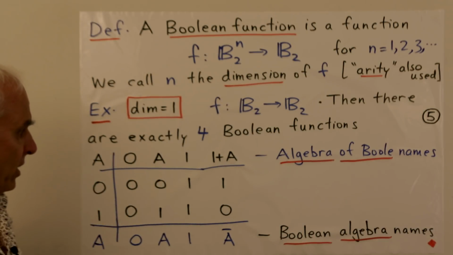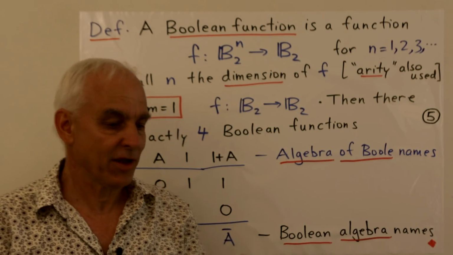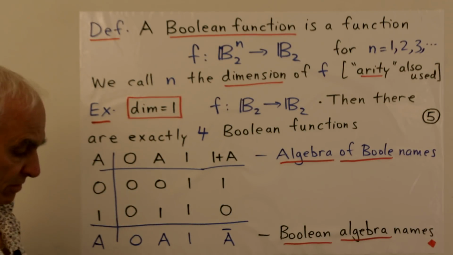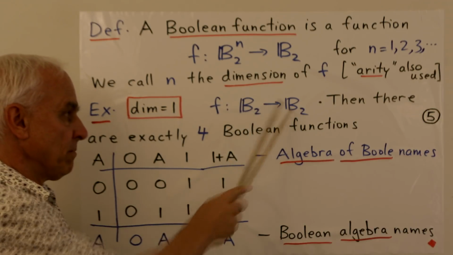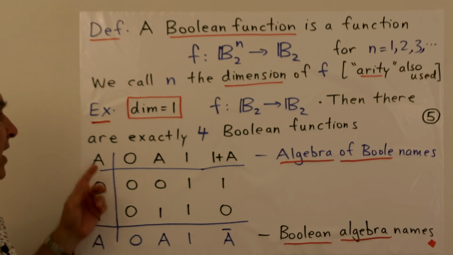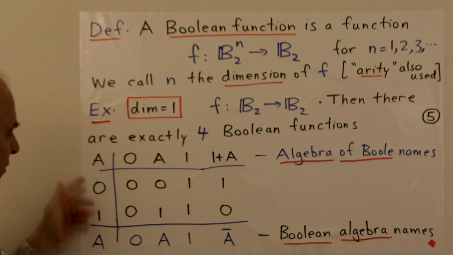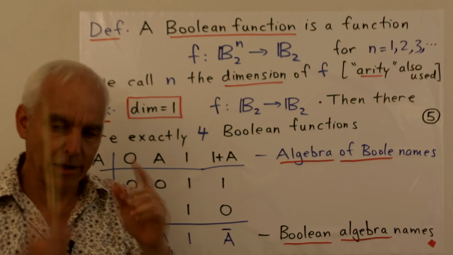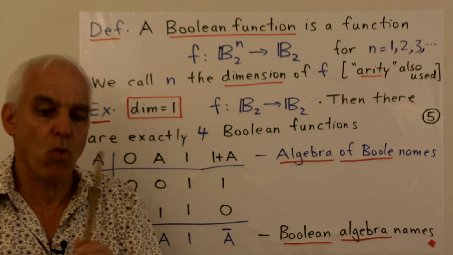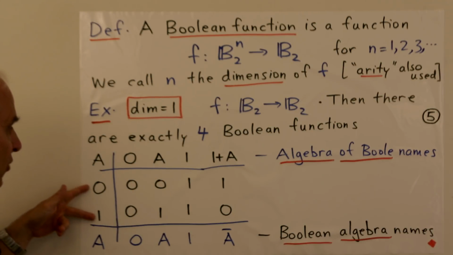In the literature, sometimes the word arity is used, but dimension is sort of simpler, I reckon. Okay, so let's look at an even simpler case, the case when n equals 1. So dimension 1. In that case, a Boolean function is just a function from B2 to B2. So there are then exactly 4 Boolean functions of this dimension. And here they are. Now we only have one element in our input vector. So it's basically one input, say A. And this input can only have the values 0 or 1.